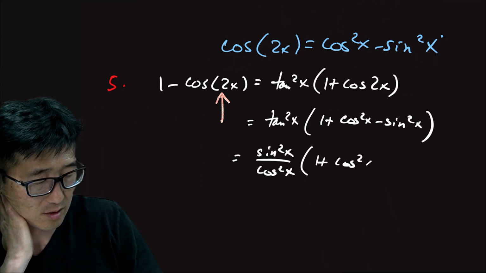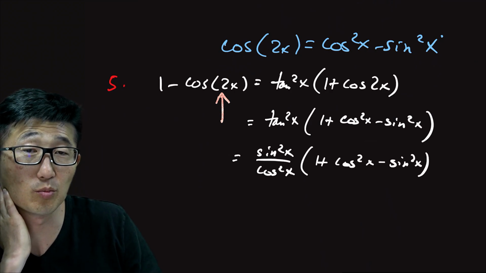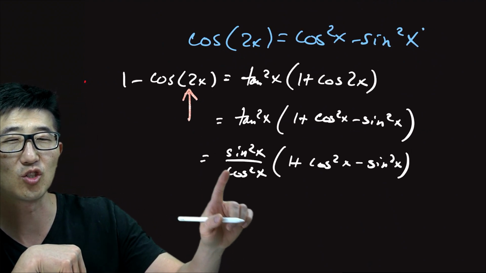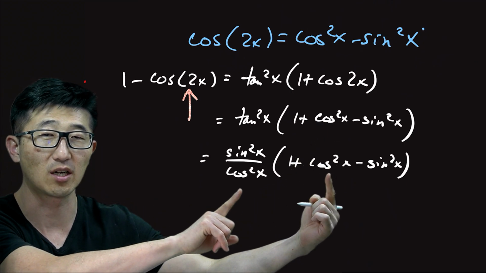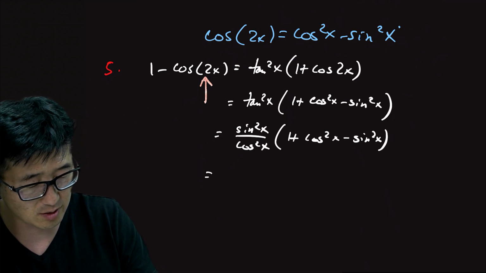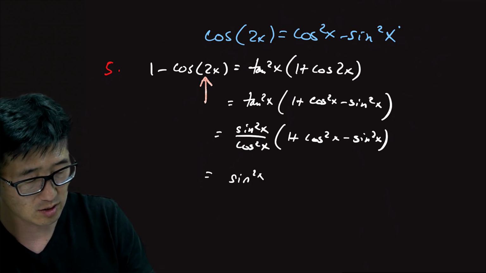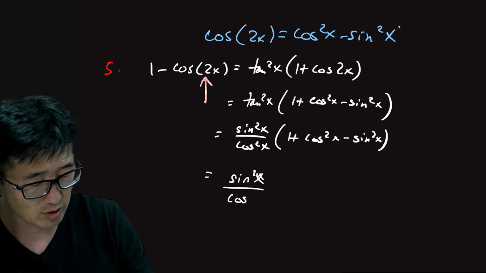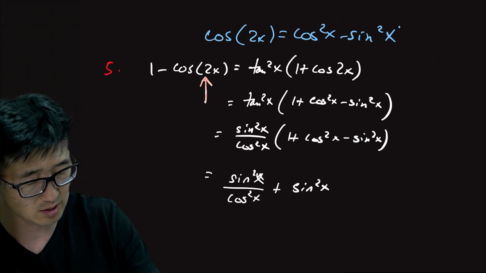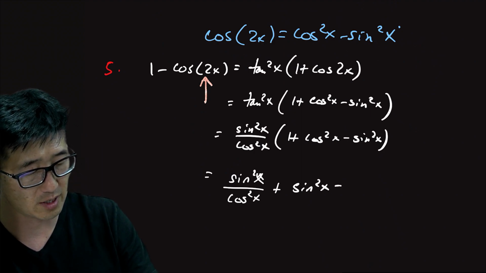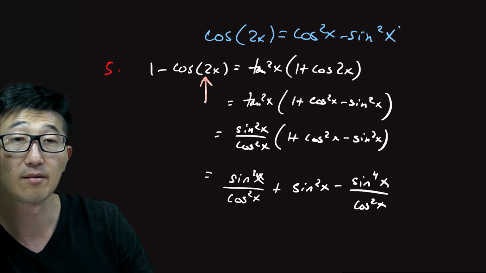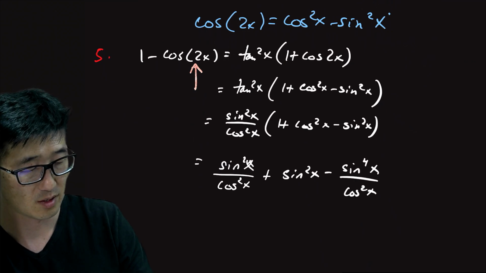You might be asking, how did you know you're supposed to do that? Well, I didn't. But I thought, if I'm going to distribute this in, it might cancel the cosine squared x out right over here. So I'm going to distribute this in. This is sine squared x over cosine squared x, and then plus, this will just become sine squared x because the cosines will cancel out, and then minus sine fourth x over cosine squared x.